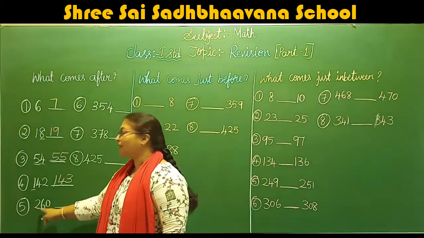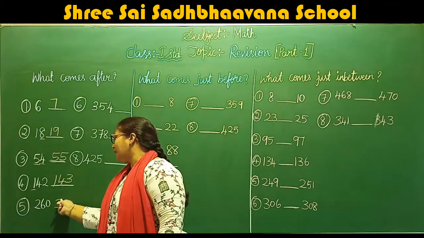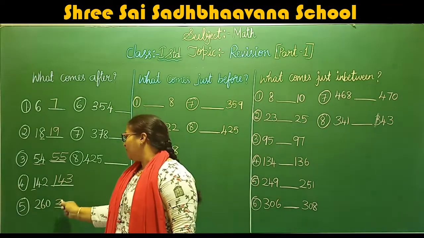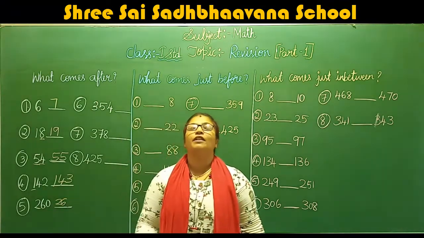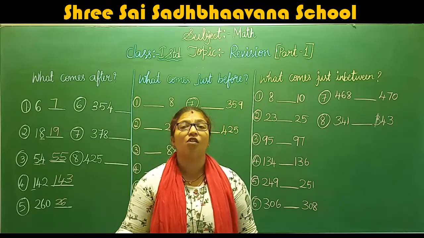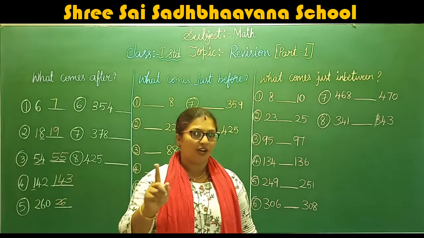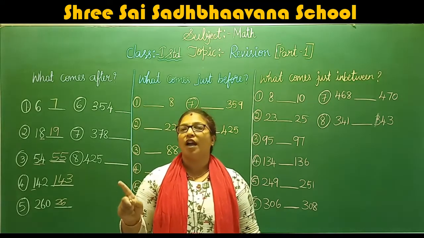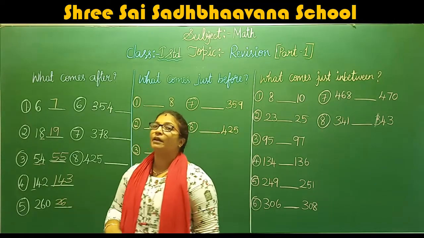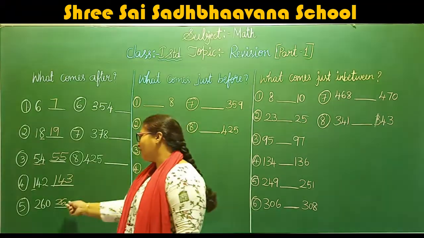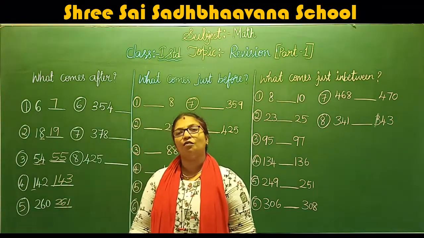So next, 260 is given. The hundreds place number 2 will be the same, and the tens place number 6 will be the same. After 0, what is the number you will write? After 0 comes 1, right? 0, 1, 2, 3, 4. Like that only we will say the numbers. So the number after 0 is 1. So the answer is 261.